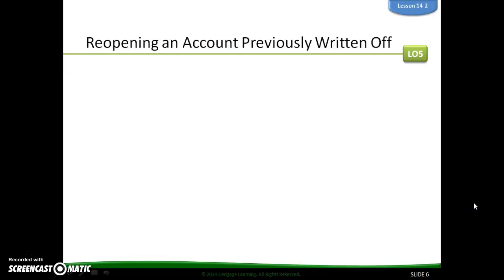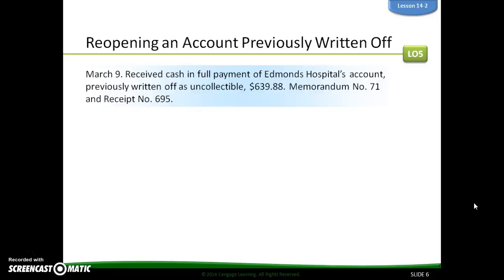All right, now it turns out sometime after, in March, after we wrote off the balance, Edmonds Hospital actually comes through and pays. Maybe they're slow to pay their accounts. Maybe they had some process where they were short on cash, but they have turned around and paid us. So we need to reopen this accounts receivable amount and the ledger for that particular business, and then we need to actually post the payment.